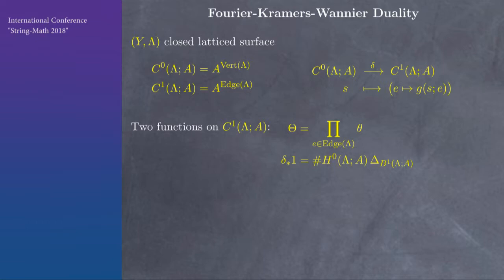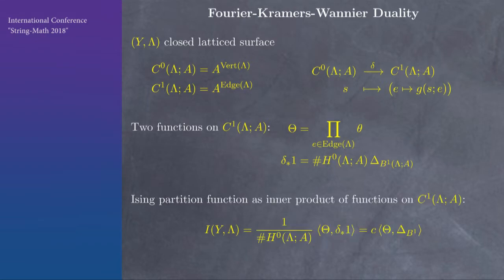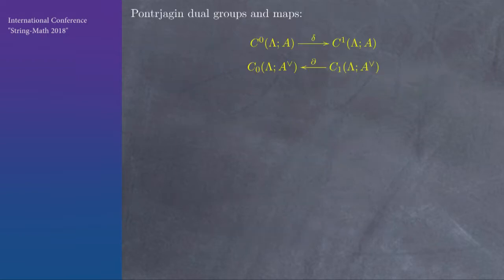In other words, we're taking configurations on vertices and then taking the ratios on edges. And this Ising partition function on a closed surface can be rewritten in those terms as simply an inner product of these two functions on this group. So this is a finite group, C1, and we have these two functions, and we take their inner product in the obvious L2 metric on the group. So that's a way to write the Ising partition function.